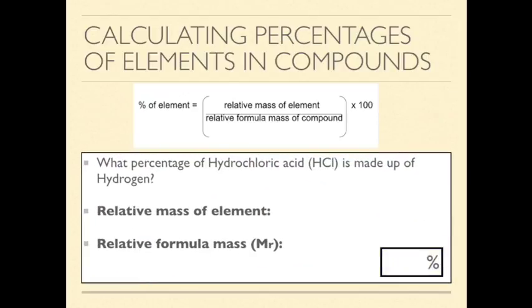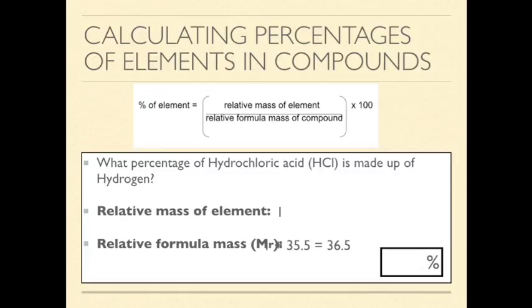Okay, so here we go. Let's go through it bit by bit. First of all, I need to know the relative mass of the element. That's like the mass of my blue sweets. I know for hydrogen it's 1. That's the top number for hydrogen. The relative formula mass, how much the whole thing weighs, that is 1 plus 35.5. So that makes 36.5. The 35.5 is the mass of chlorine, if you look at the top of the periodic table, and then it makes 36.5 when you add 1.